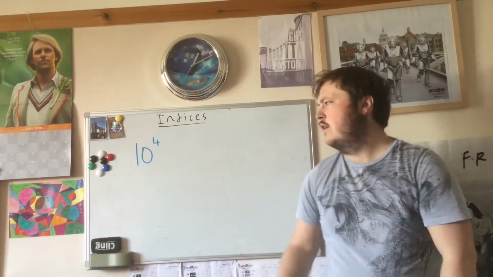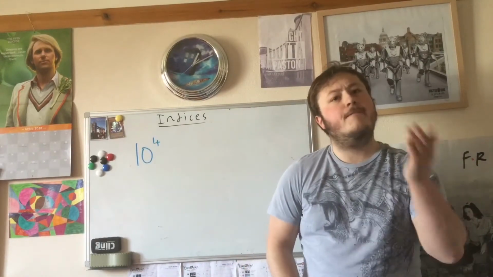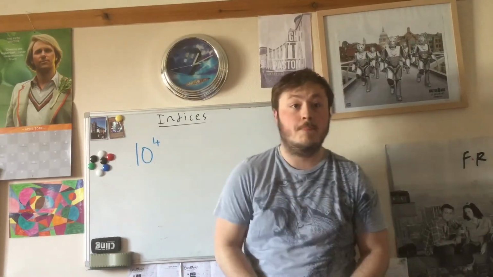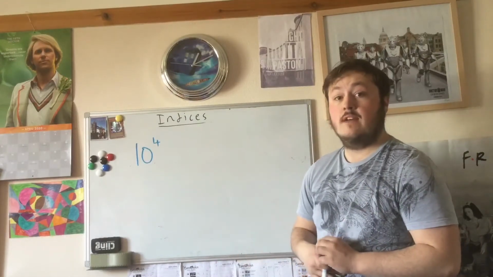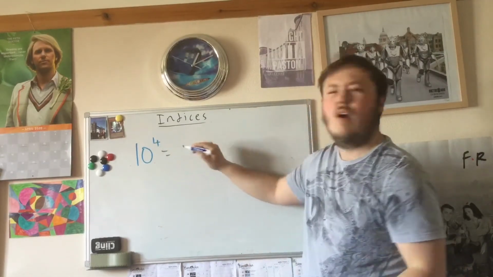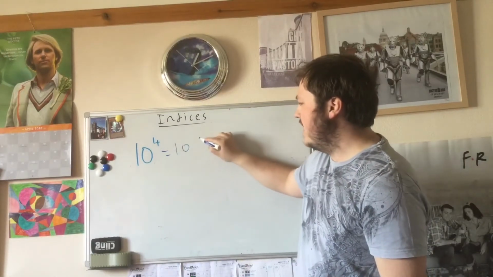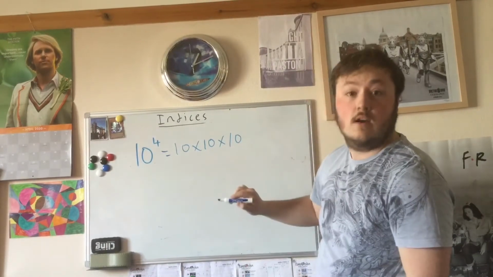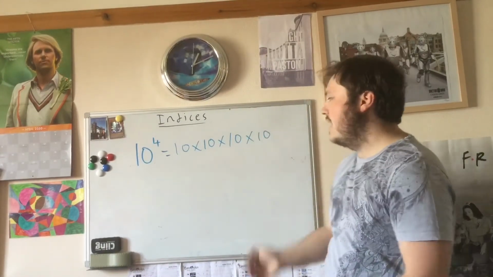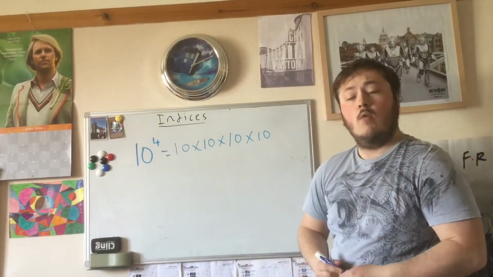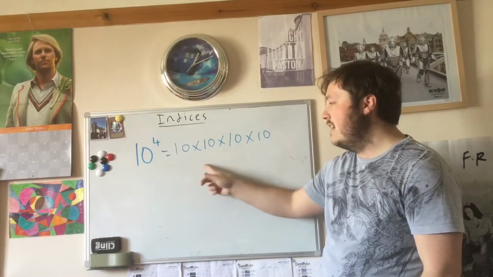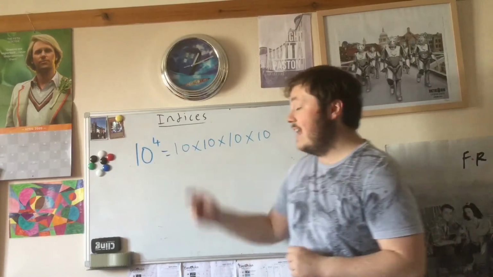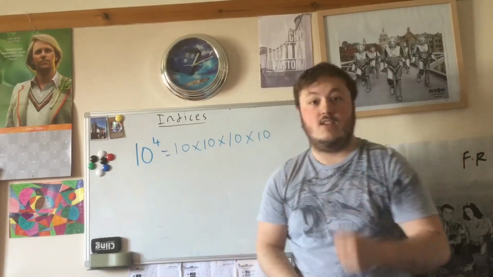But what if we have an indice, but we're trying to find the answer to it? So what is 10 to the power of 4? Well, in this case, we will have to write it out, because this is quite a complicated one. That's the same as 10 times 10 times 10 times 10. We've done it 4 times. So now we have to solve this. So what is 10 times 10? Well, 10 times 10 will get us 100.